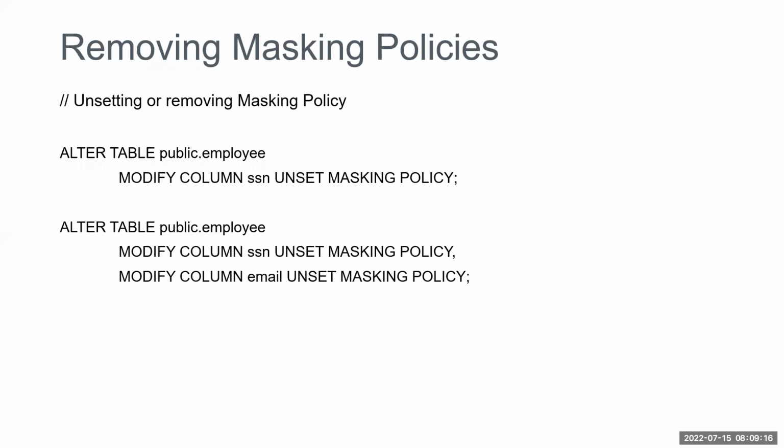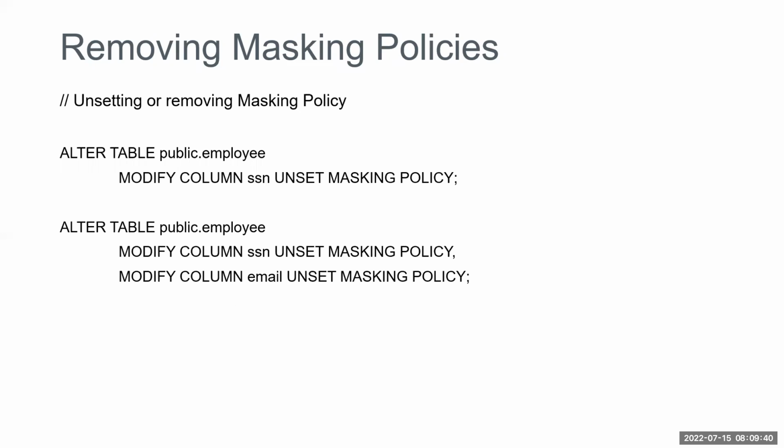Okay, and removing masking policies. After some time I realized my data protection is not required and I want to clear that masking policy, and every user should be able to see the actual data, not the masked data. So in that case, how can you unset the masking policy, or how can you remove the masking policy present on a column?